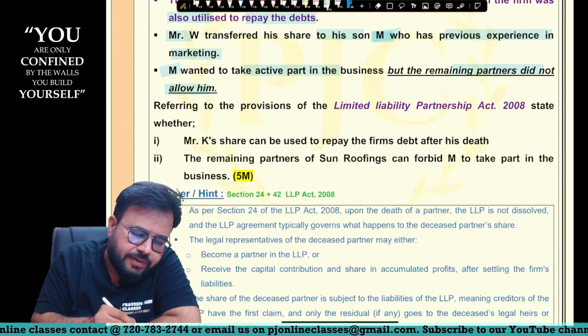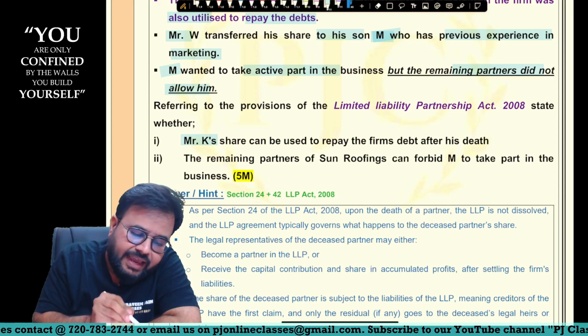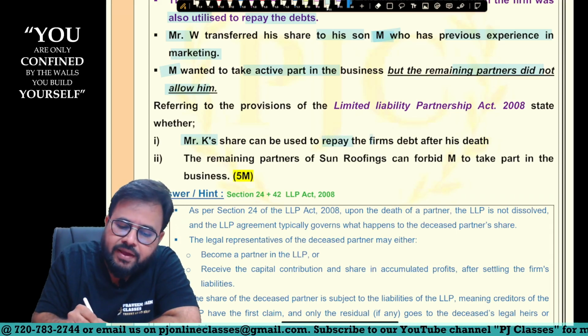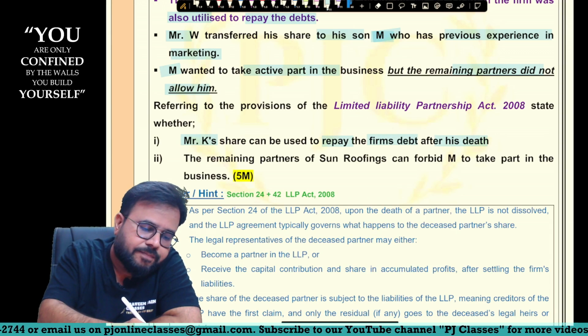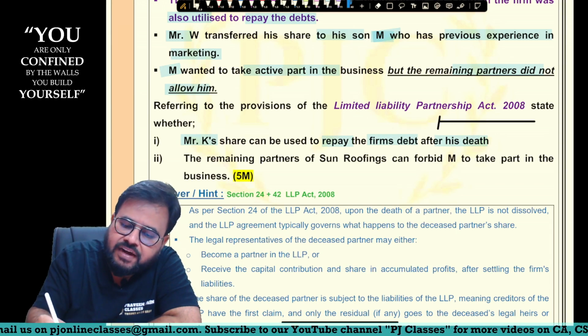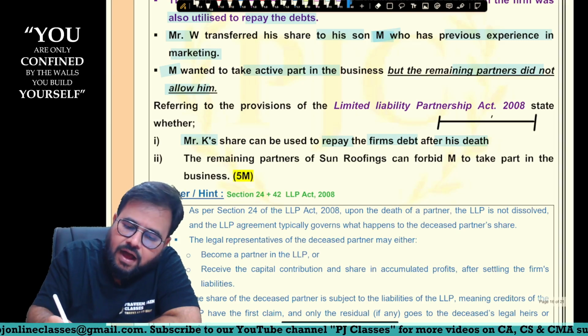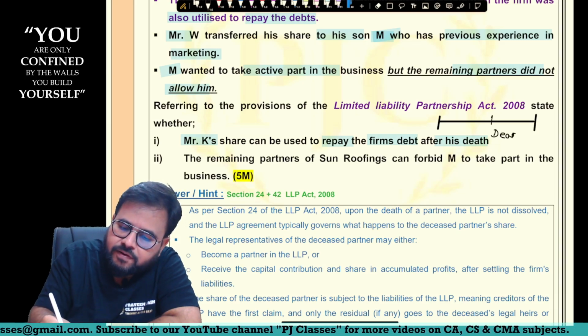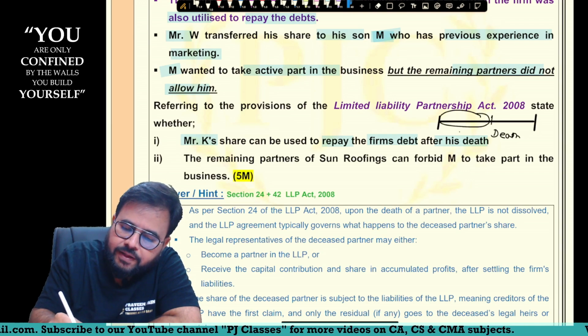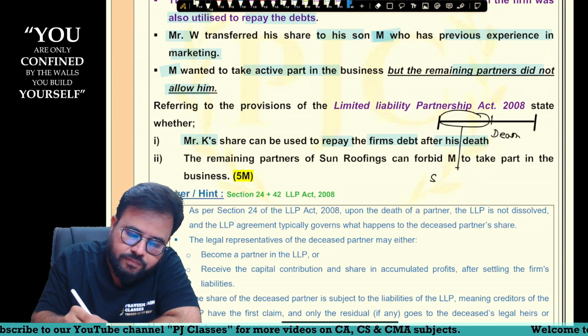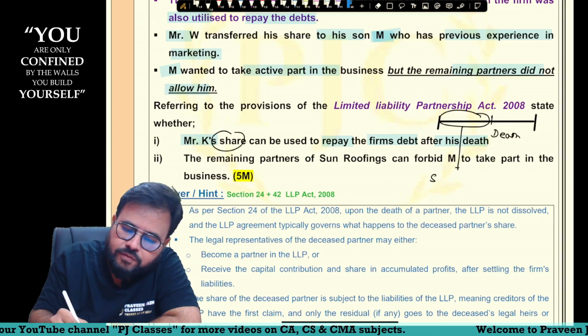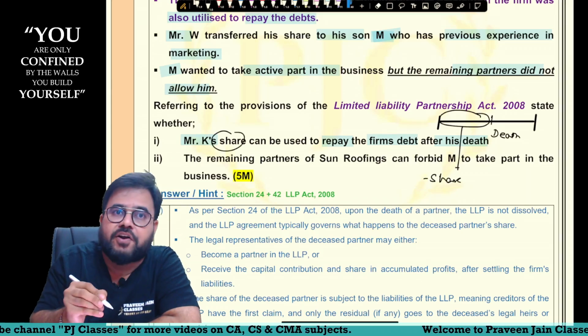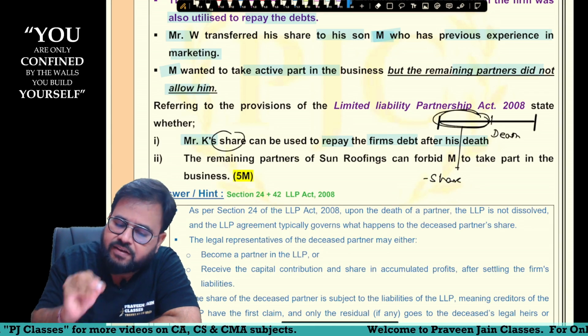Referring to the provisions of the LLP Act, state whether K's share can be used to repay the firm's debt after his death, sir. Now, here you have to understand one point, sir. Can I say Anna died on this particular date, sir? Now, can I say during this period he may be having some share. So, capital contribution, profit contribution, whatever money is there, it is there, sir.